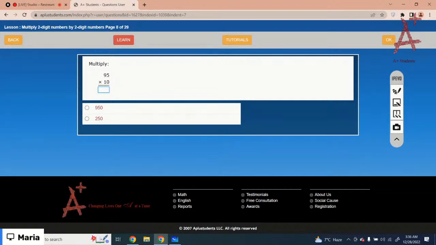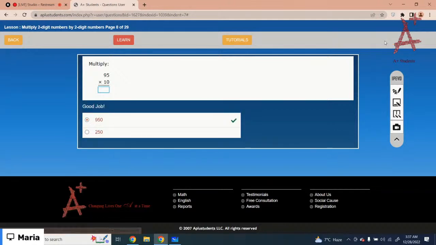Okay, the next one is 95 times 10. So which is the correct option? 95 times 10 is, yes, it is 950. I forgot to select the option 950, and now just select the OK button.